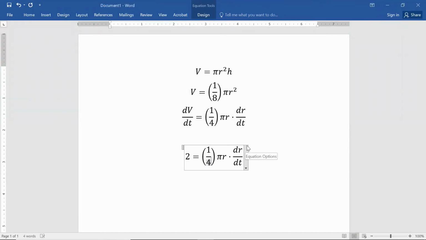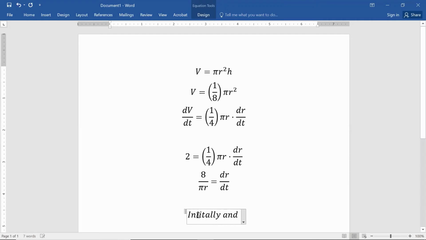Let's go ahead and solve this to make it easier on ourselves. Essentially, I'm going to multiply both sides by 4 and then divide by pi times the radius. And then that is going to be the change in radius with respect to time. Our problem asked us to find the change in radius with respect to time, both initially and when the radius was 10.